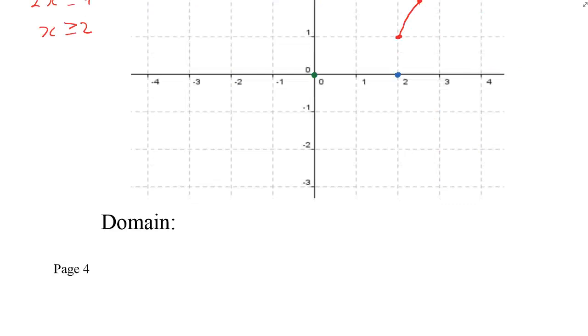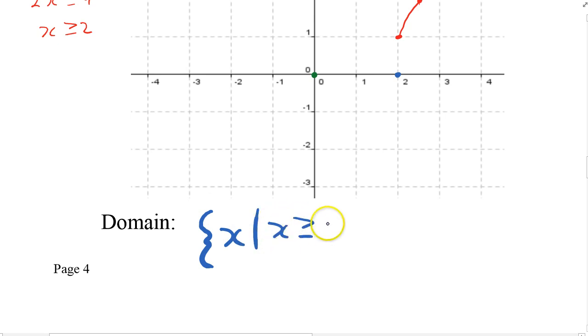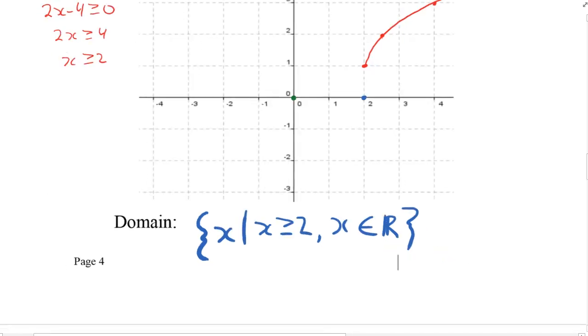So to write out the function nicely, I'll do our really neat curly braces. I'll say x such that x is greater than or equal to 2, where x is a member of all real numbers. And here's my curly braces there. Okay, it looks a little kindergarten-like with all the thick lines on there.